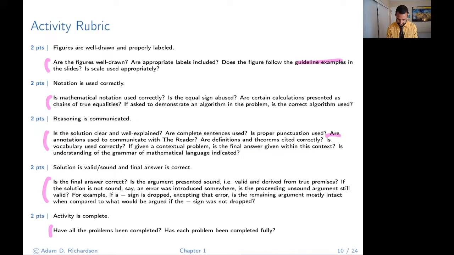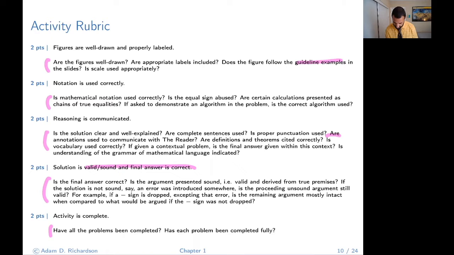Next, the solution is valid or sound and the final answer is correct. So first off, is your final answer correct? Is the argument presented sound, meaning is it valid and derived from true premises? If the solution is not sound, meaning an error occurred somewhere, like you dropped a negative sign along the way, then your argument is no longer sound, but it could still be mostly valid.